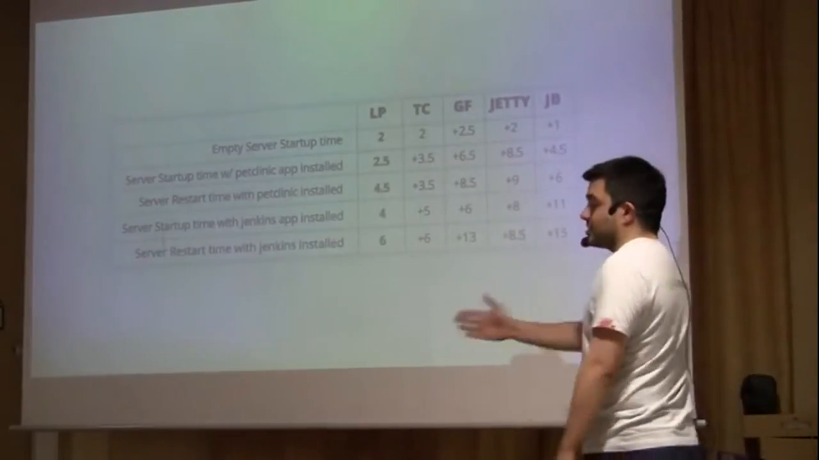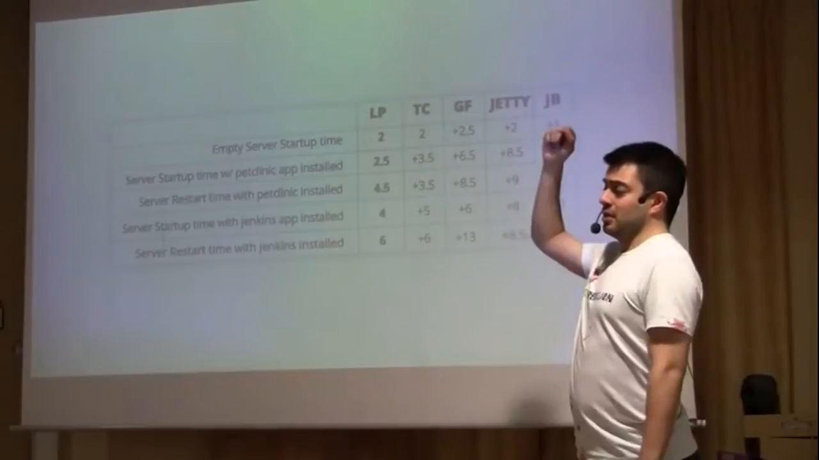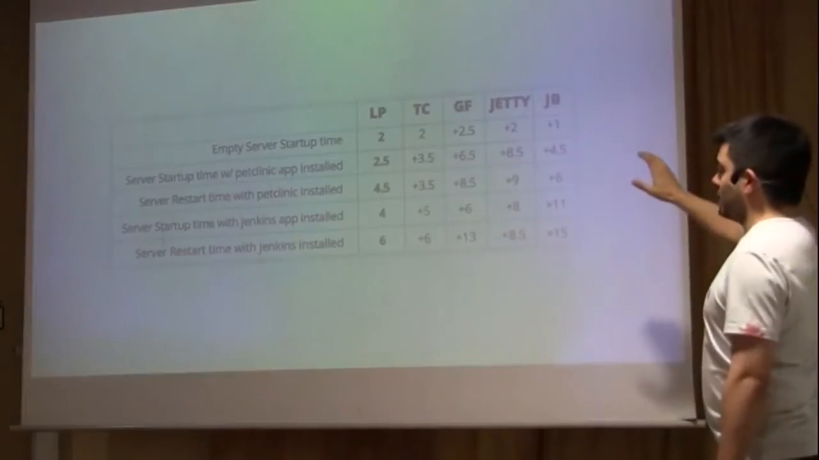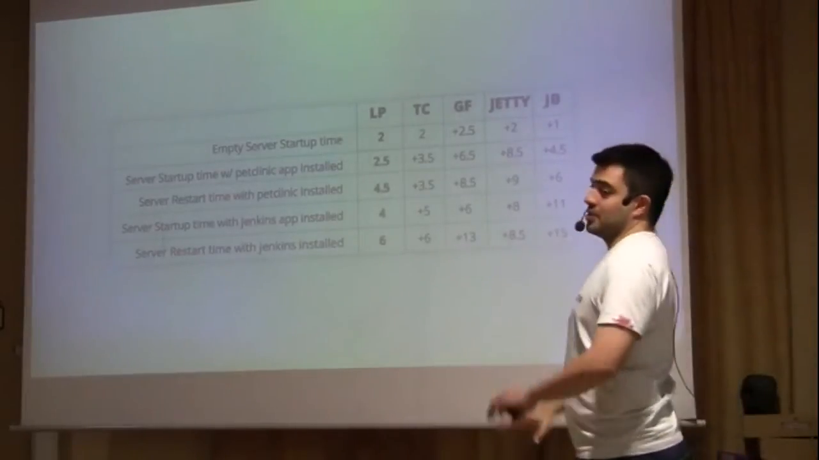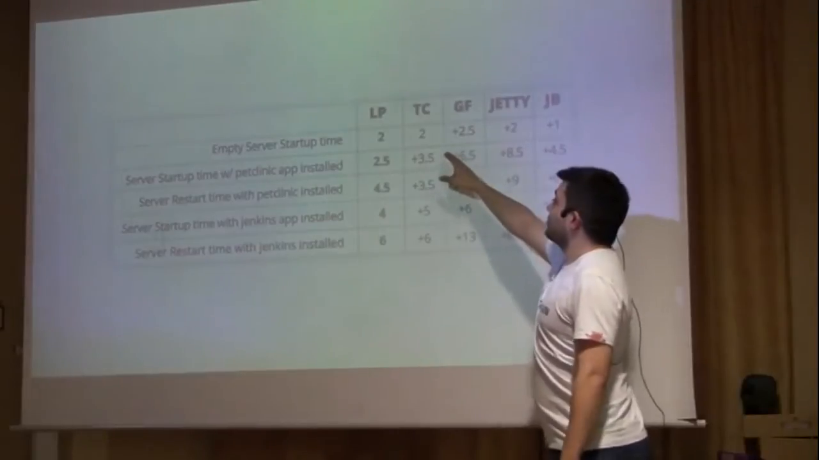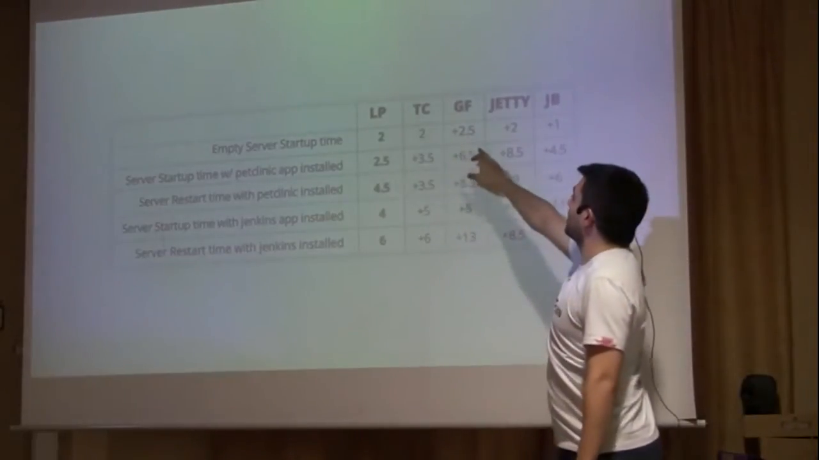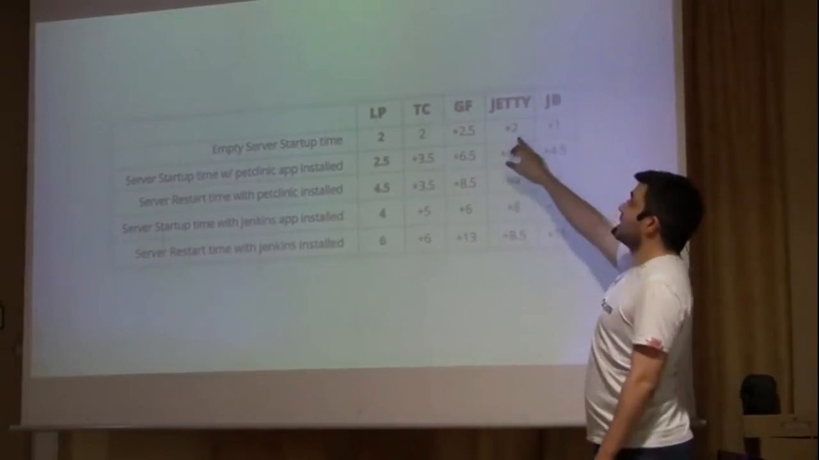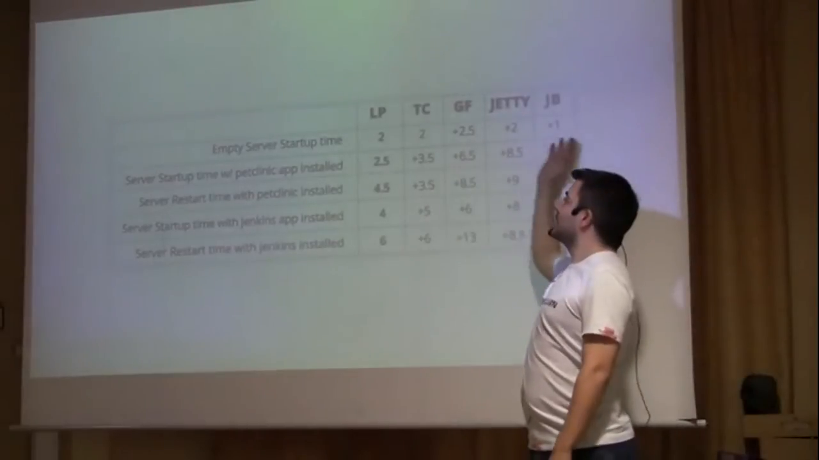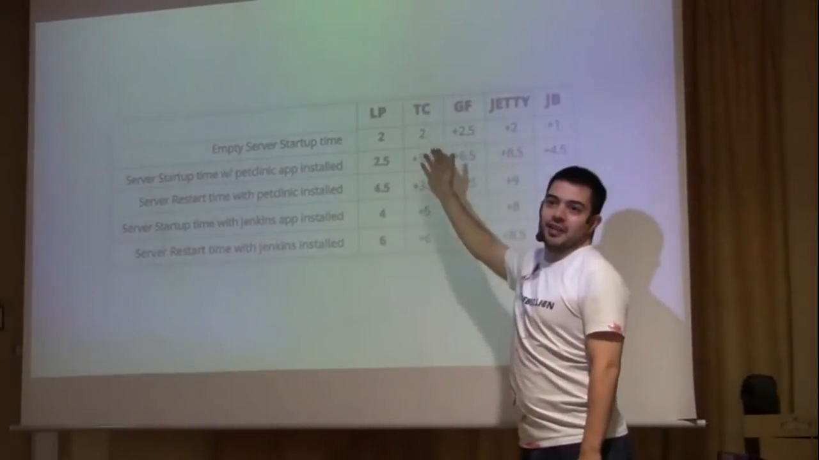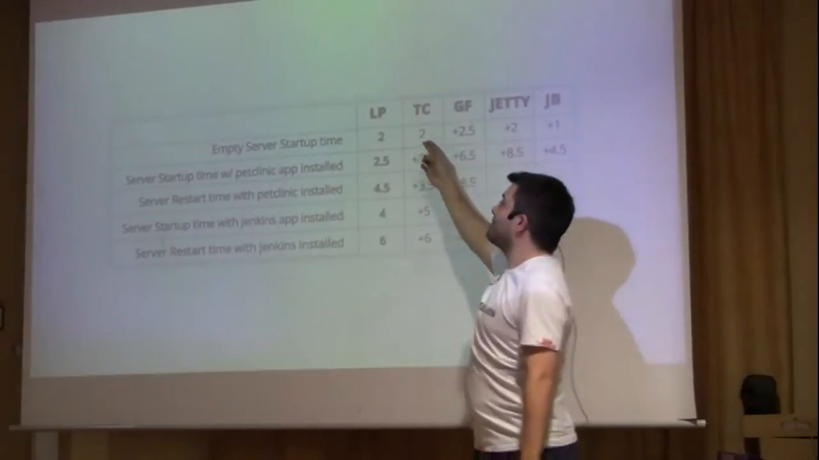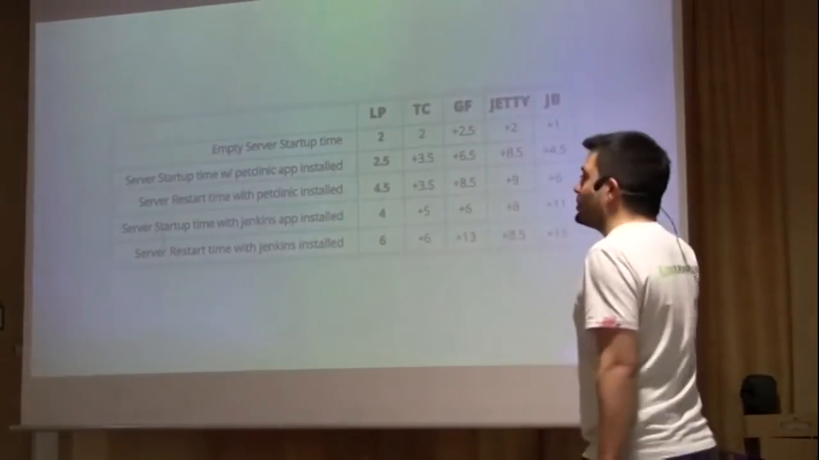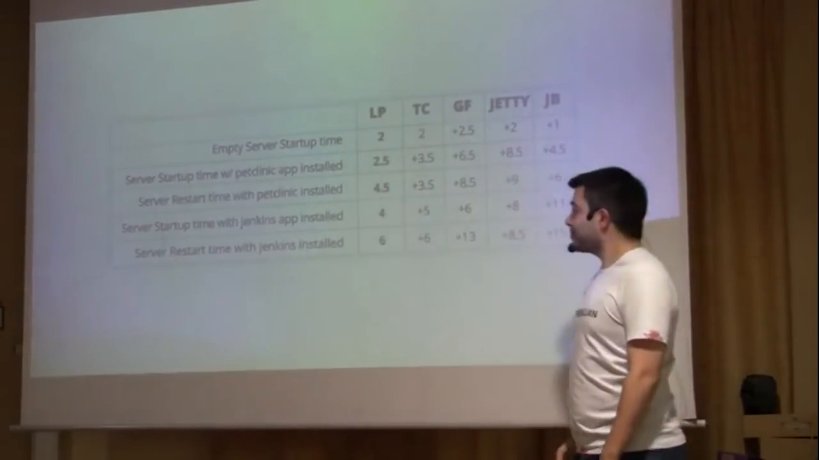So I did some tests just on my MacBook Pro, dual core, I think, 8 gig of RAM, about 2.3 gigahertz chips. Empty server startup time, just a clean server: Liberty Profile 2 seconds, Tomcat 2 seconds, GlassFish 2.5 seconds on top of that, Jetty a couple of seconds on top, JBoss 1 second on top. Right, we're talking like 4.5 seconds as the slowest version. If you care about the difference between 2 seconds and 2.5 seconds, you've got nothing to care about. These are all lightning fast servers.